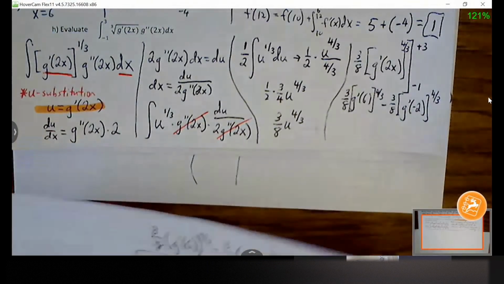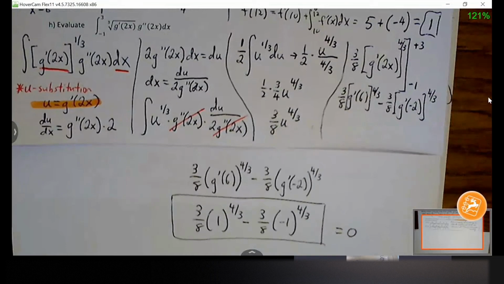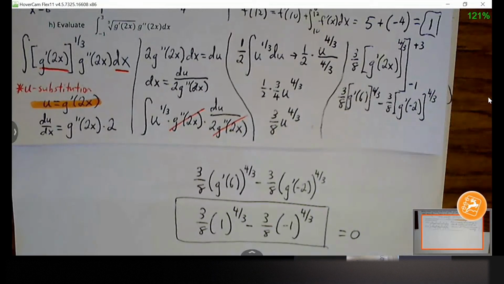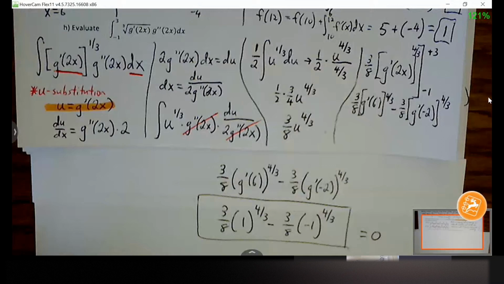Yeah, that's a tough one. If you understand the process, that's what I'm after. All right, last page. Do you guys still need to look at this, or you're good? I'm good. Okay.